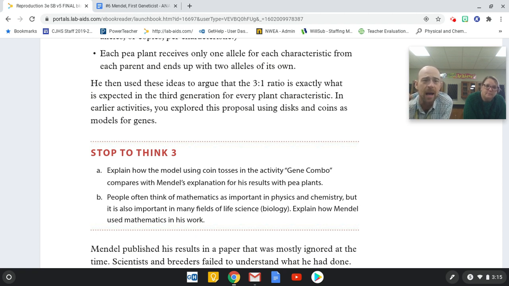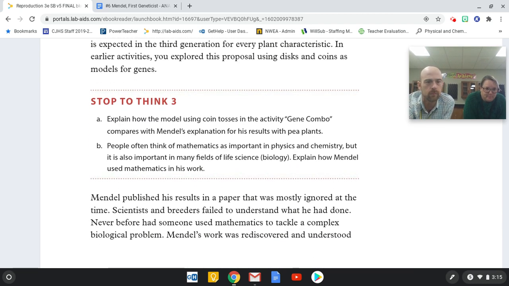Okay? Stopping to think question 3B says this: people often think of mathematics as important in physics and chemistry, but it is also important in many fields of life science, like biology. Explain how Mendel used mathematics in his work. I would be looking for some tables or some pie graphs or some calculations in there, and that should help you answer that question more thoroughly. Absolutely, Mr. Rancourt. Reading on.